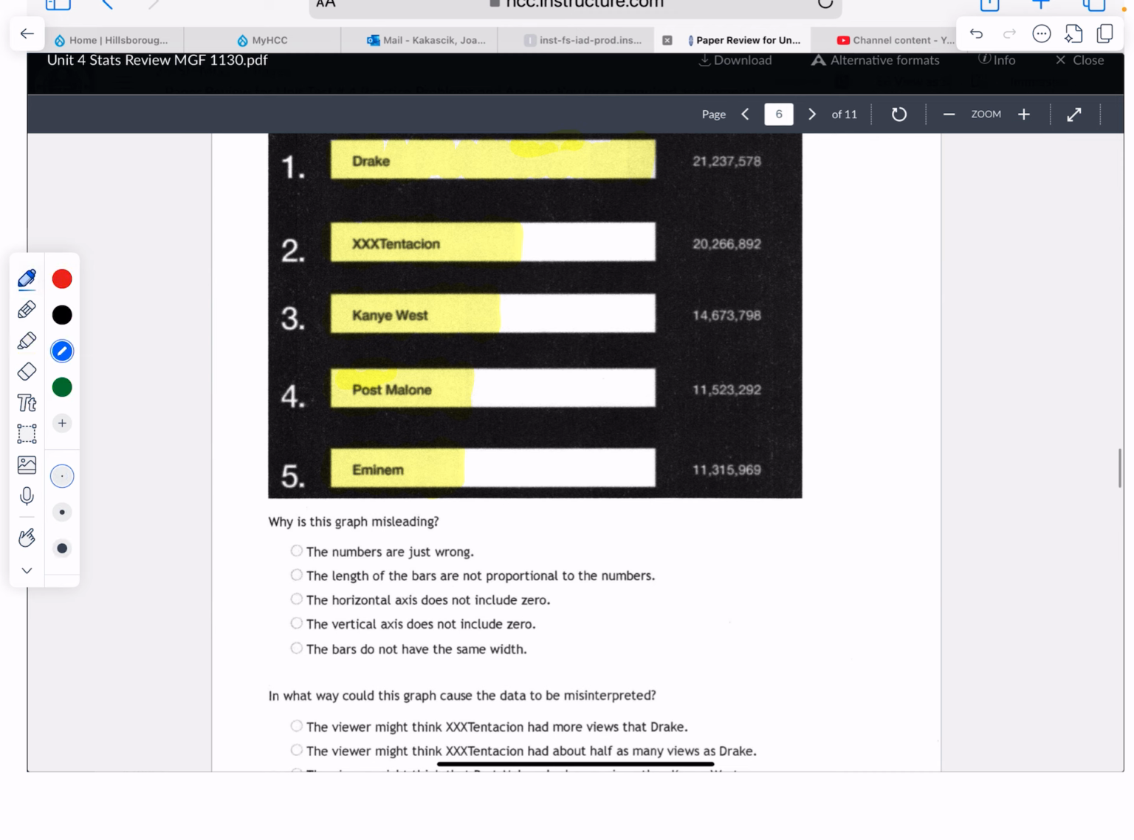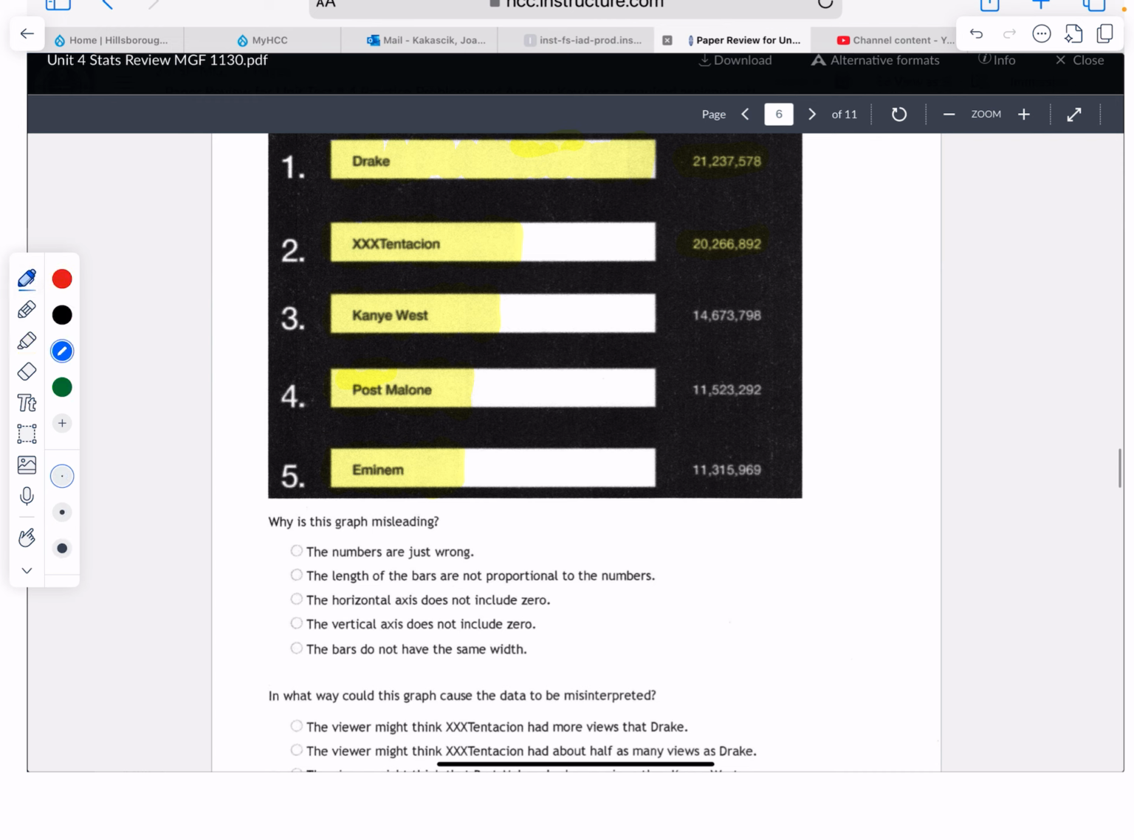And my choices are: the numbers are just wrong, the lengths of the bars are not proportional to the numbers, the horizontal axis does not include 0, the vertical axis does not include 0, and the bars do not have the same width. Well, if I look at this, I see that Drake has 21,237 views and then some, and then XXX Tenation, I don't know how to pronounce this one, but it's 20,266,000. Okay, I know I just showed my age.